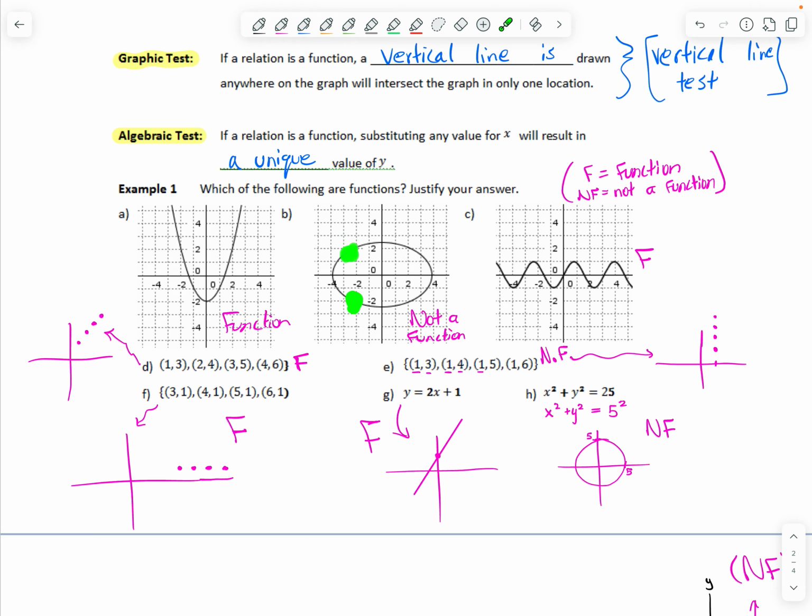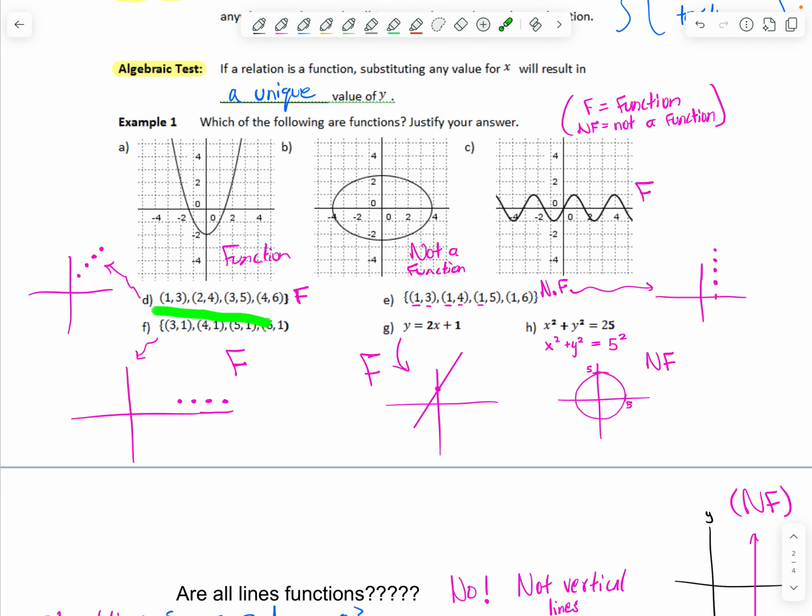Here, as long as it cuts it more than once, it's not a function. So here, even though there's squiggles, if I draw a random vertical line here, it's only cutting it once. Here, it's only once. So everywhere, as I move left to right, it's only cutting the graph at one point, touching the graph at one point. So it's a function.